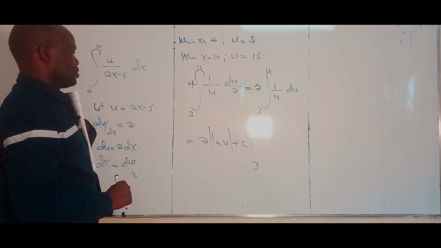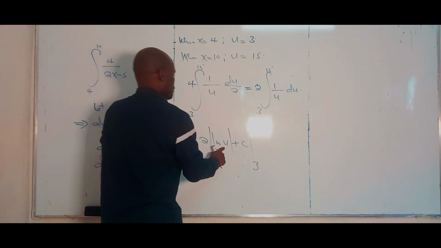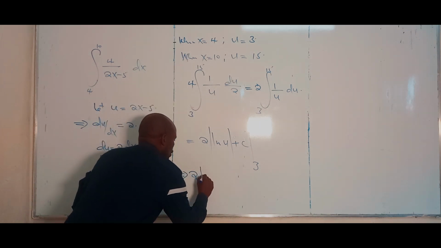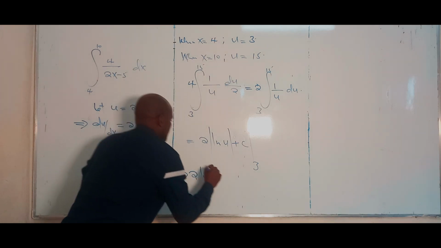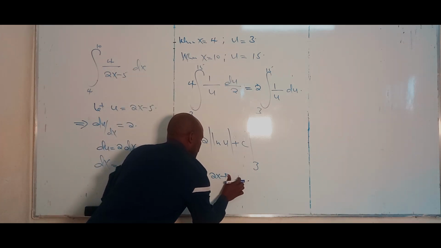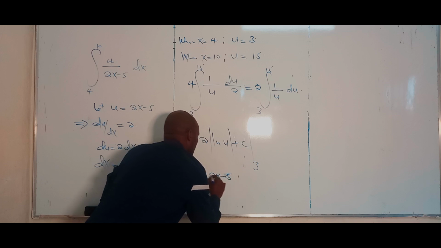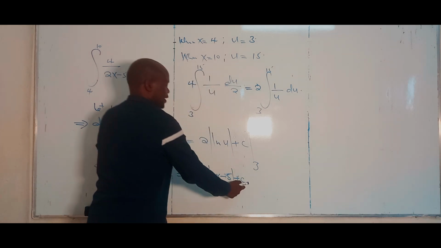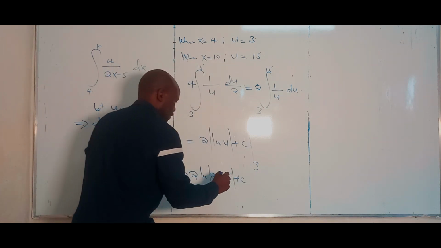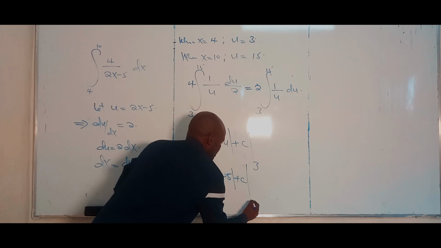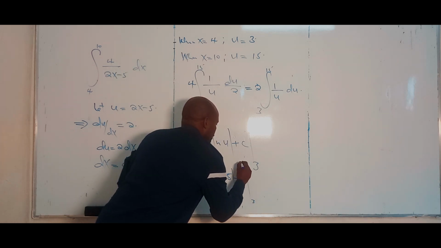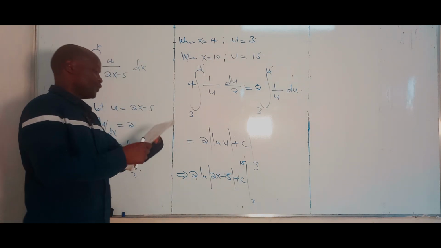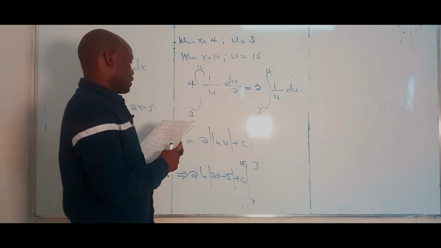But what is u? We need to rewrite it as 2 ln of 2x minus 5 plus c. C here is the integration constant. Then I give it the limits 3 to 15. So that is the solution to that particular part.